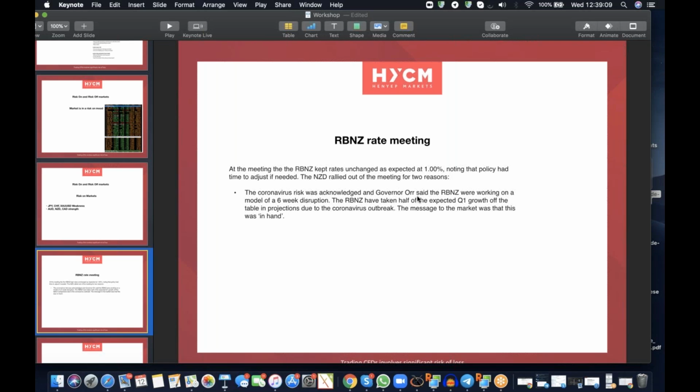Instead, Governor Orr said they were working on a model of 6-week disruption for the coronavirus. They've taken half of the expected first quarter growth due to the coronavirus outbreak. So the message to the market was that this is in hand, because they didn't say this has fundamentally changed the outlook for the New Zealand dollar. They didn't say, we're really worried, we're revising our forecast, and we may look to cut interest rates next time. They said, look, we can always change policy if we need to. For now, we're looking at a 6-week disruption, and that's it.